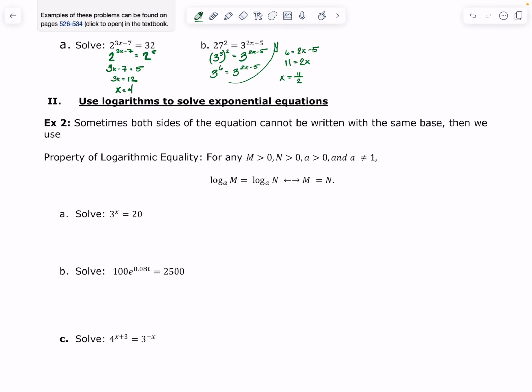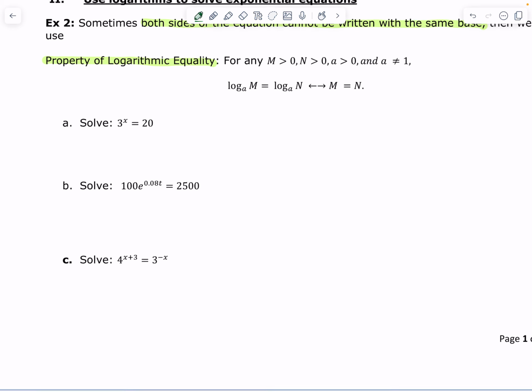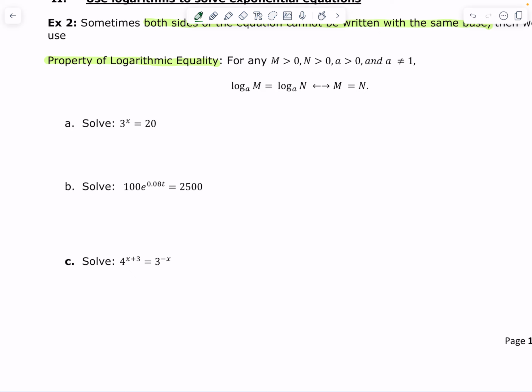Sometimes both sides of the equation cannot be written with the same base. In that case, we are going to take the same log of both sides to see if we can get that variable out of the exponent. Once we do that, then we can just compare the arguments. Okay. So take a look at A. I've got 3 to the x, so base 3 that I need to get rid of. So what I'm going to do is go ahead and log base 3 both sides.